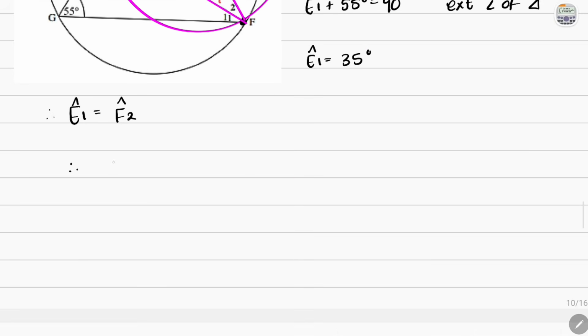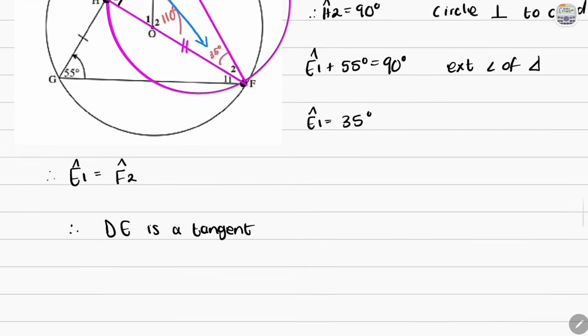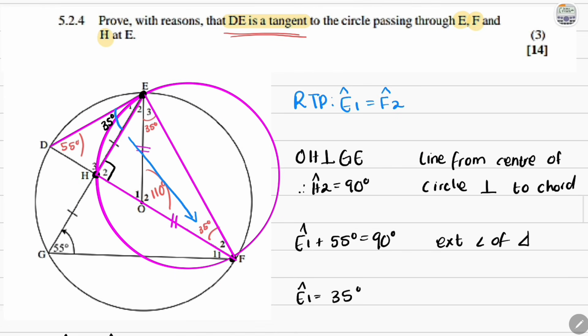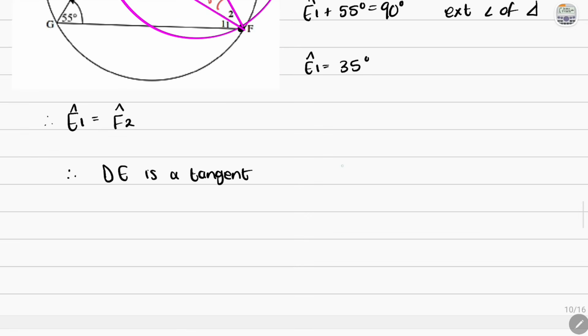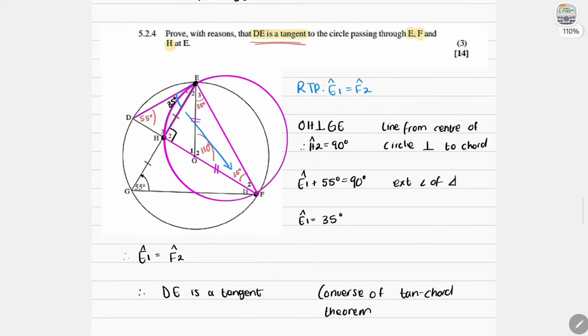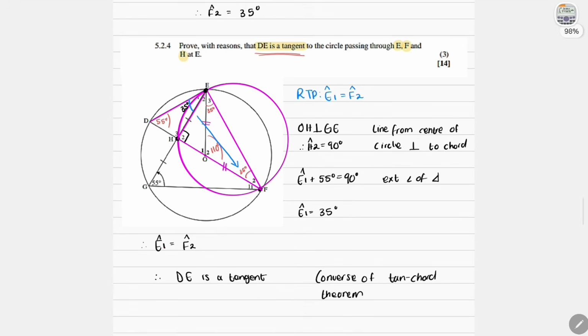So we can finally conclude. Therefore, DE is a tangent. And the reason for it being a tangent is not because of the tan-chord theorem. If we say just the tan-chord theorem, it means that you're already assuming that this is a tangent. No, we are not assuming it's a tangent. We're saying the tan-chord theorem is true, therefore it is a tangent. So our reason here would be the converse of the tan-chord theorem. Okay, and that is our answer. And that is it for question 5.